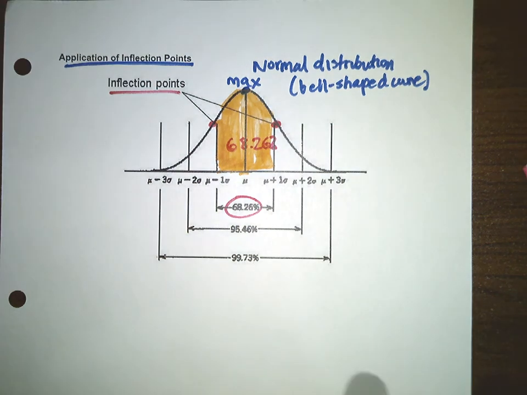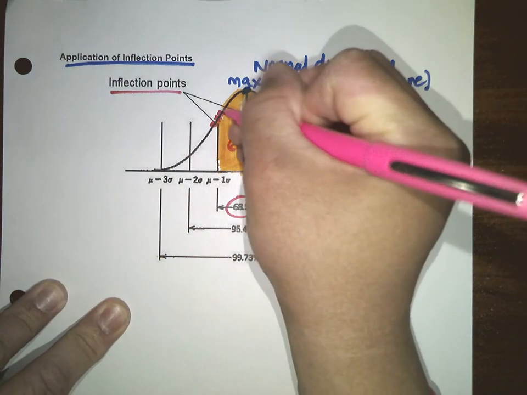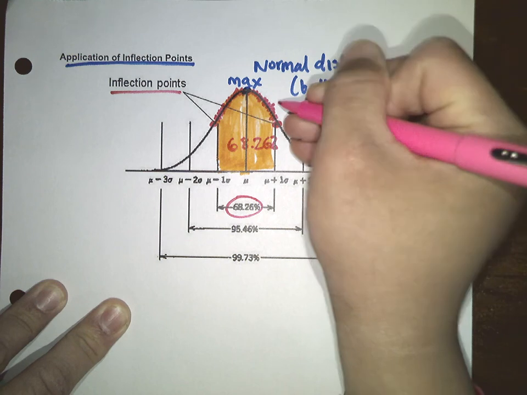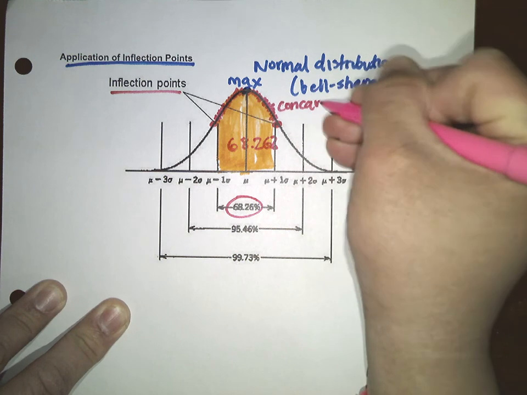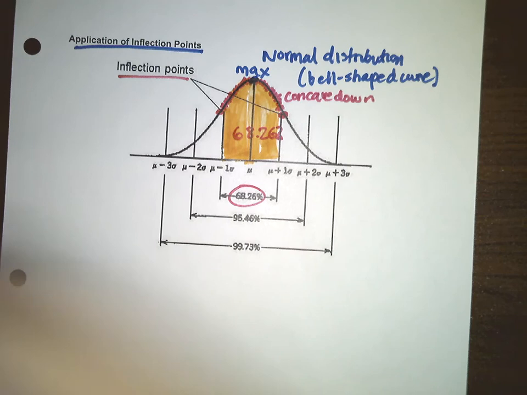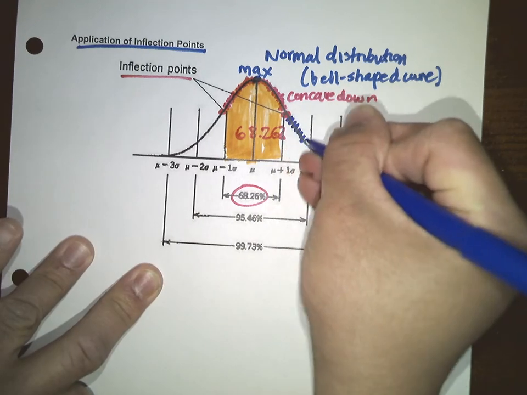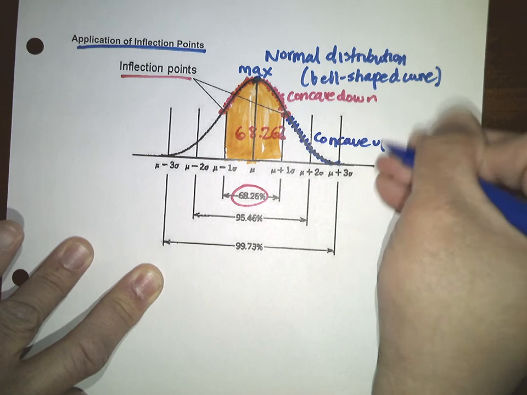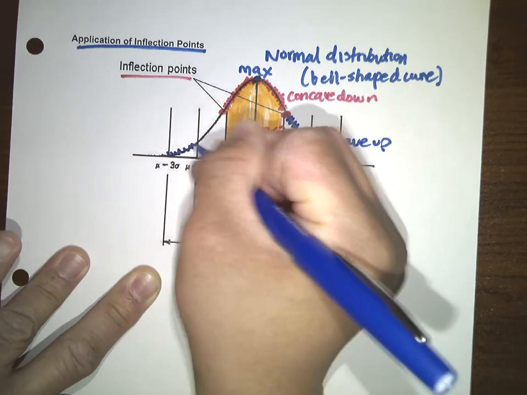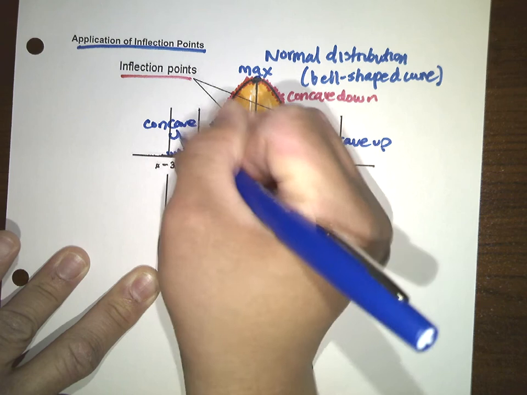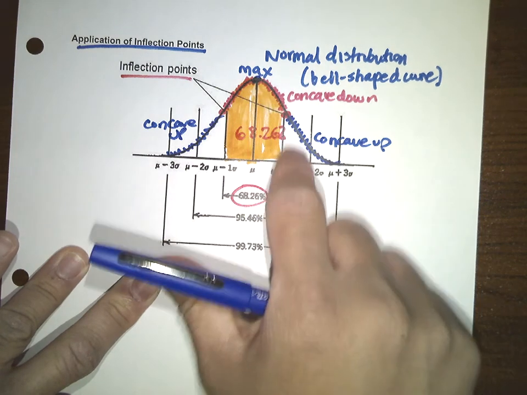But what's interesting here is that you can tell along this part here, the graph is concave down, and then you have the inflection point, and then the graph switches to being concave up. And then the same thing over here, the graph goes from being concave up to concave down.